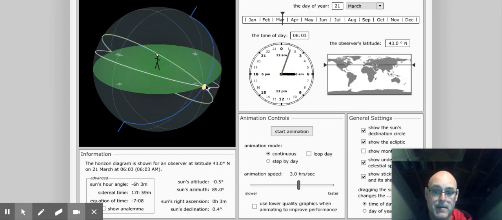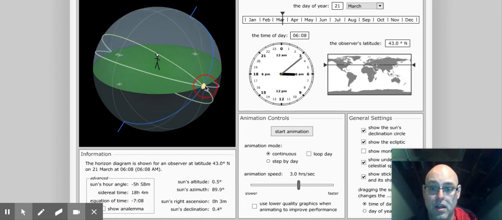There's sunrise. Right there. At sunrise, the azimuth of the sun on March 21st is approximately 90 degrees, which is directly east. The time of sunrise is right here, 6:09. So here's our azimuth coordinate, and here's our time of day.